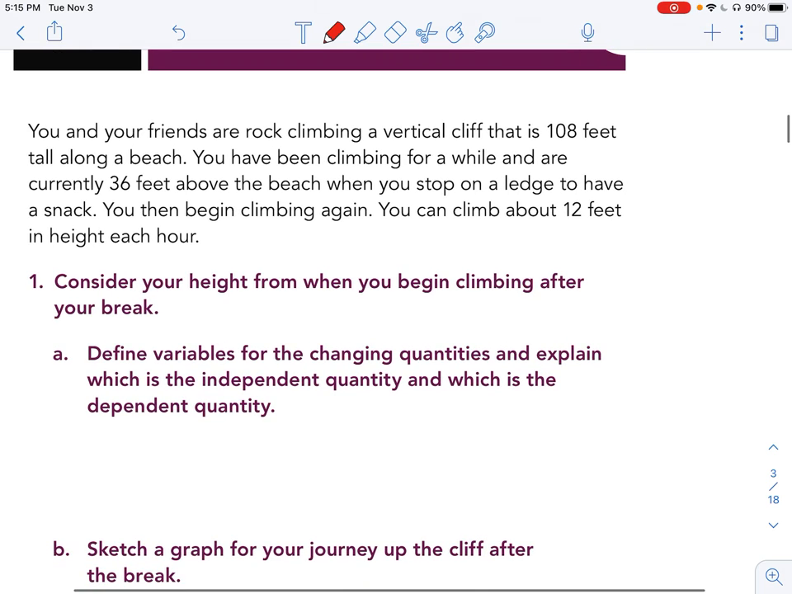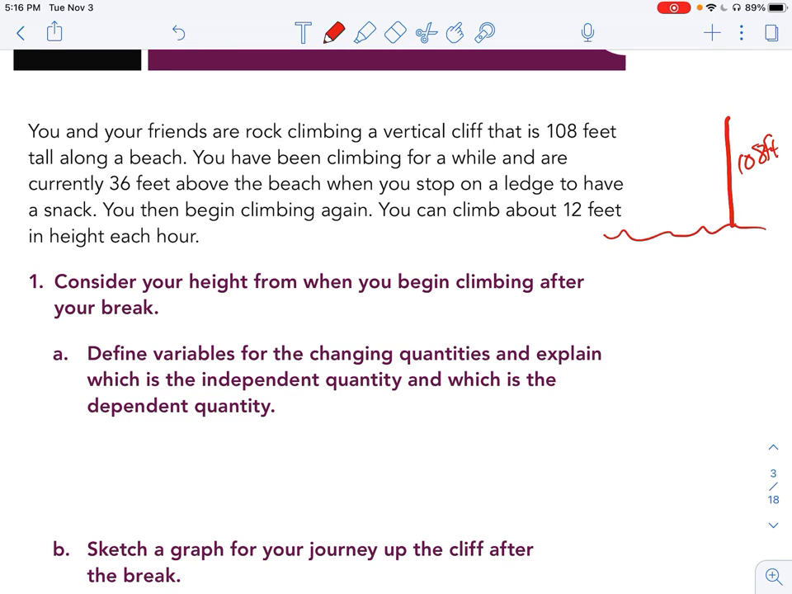Okay, so let's look at this one. You and your friends are rock climbing a vertical cliff. Okay, so I have a vertical cliff right here. It says it's 108 feet high or tall along a beach.